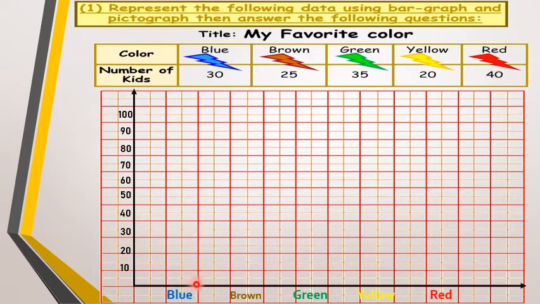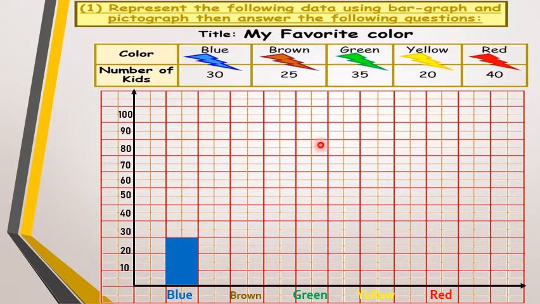Now I want to draw these bars. I want to draw the blue, so I will draw a bar to reach number 30, because the number of kids who like blue is 30. How do I draw it? Use the ruler and draw a line on this line and a line on this line, and color it with blue till you reach number 30.